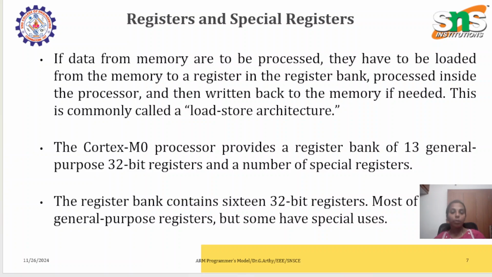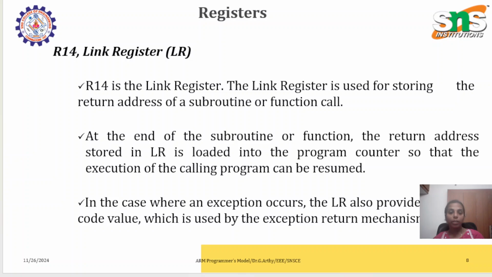The Cortex-M0 processor provides a register bank of 32-bit registers and a number of special registers. The register bank contains 16 32-bit registers. Most of them are general purpose registers, but some have special uses. Now let us look into a few registers. R14 is the link register. The link register is used for storing the return address of a subroutine or function call. At the end of the subroutine or function, the return address stored in LR is loaded into the program counter so that the execution of the calling program can be resumed.